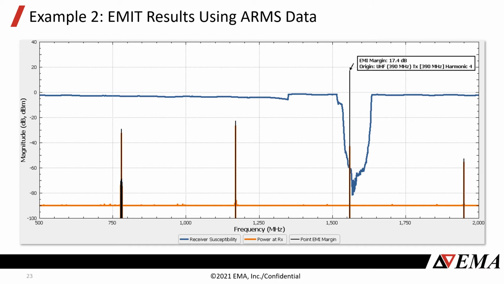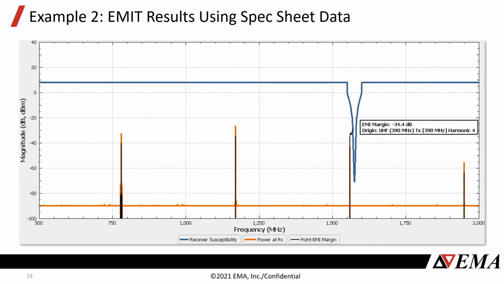Now again, I'm going to flip back and forth between a couple of slides here to show you the performance predicted by the specification sheet versus the measured performance. So the data you're looking at here is the measured receiver susceptibility as characterized by the ARMS system. In this case, we're predicting an EMI problem with about a 17.4 dB amplitude, so a pretty significant interference problem. However, if we had not used measured data, we would miss this interference problem completely, okay?